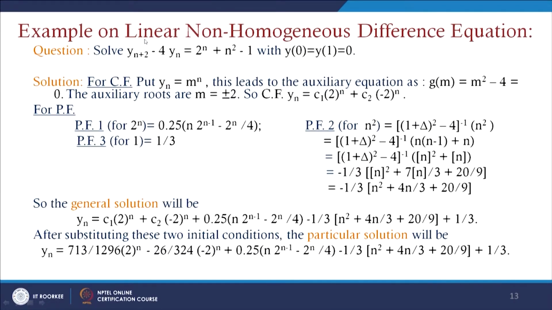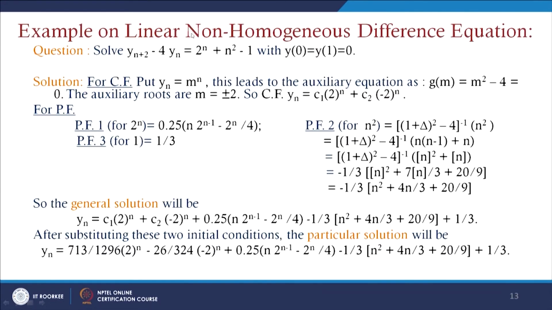So, suppose we put y n equals m to the power n in this equation, which is y n plus 2 minus 4 y n equals 2 to the power n plus n square minus 1. Directly putting y n equals m to the power n as a geometric expansion, for the complementary function this can be written as m to the power n plus 2 minus 4 m to the power n equals 0.